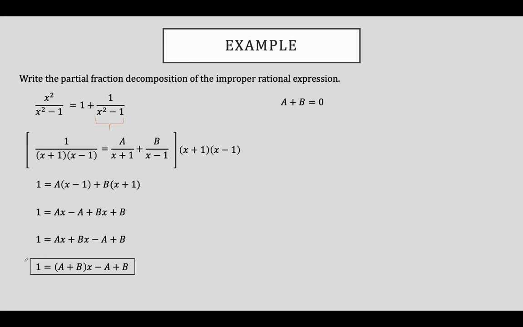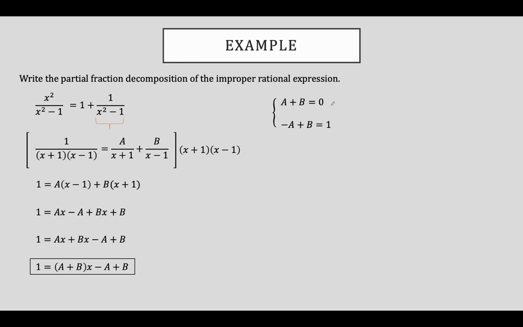The constant on the left-hand side of this equation is 1. Negative a plus b is what is going to generate the constant on the right-hand side of the equation. That means negative a plus b must be equal to 1. And here we have just created a system of equations. Now we could solve this one using substitution or elimination.